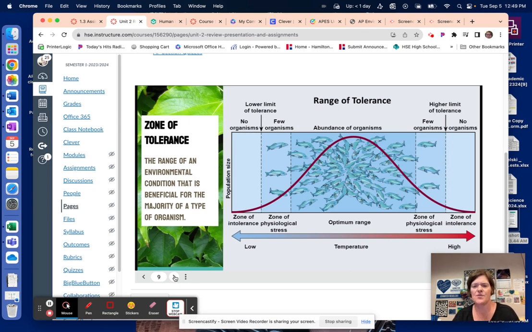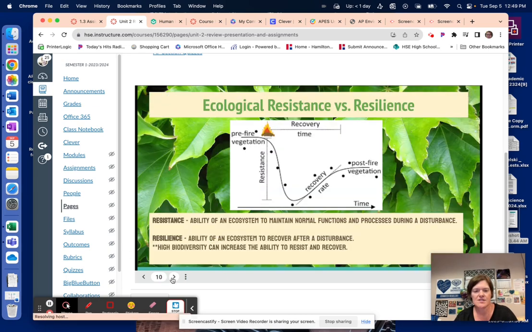Understanding this range or zone of tolerance, and knowing the zone of intolerance where nobody lives, and the zone of physiological stress. Things are living, but not for long under these conditions. They need to be in their optimum range in order to survive. So understanding those different zones. Also understanding that it's a bell curve. Here we have most of our species surviving in the middle of this optimum range, and the numbers start to decline fairly drastically as we move closer to that zone of physiological stress. So understand that zone of tolerance.